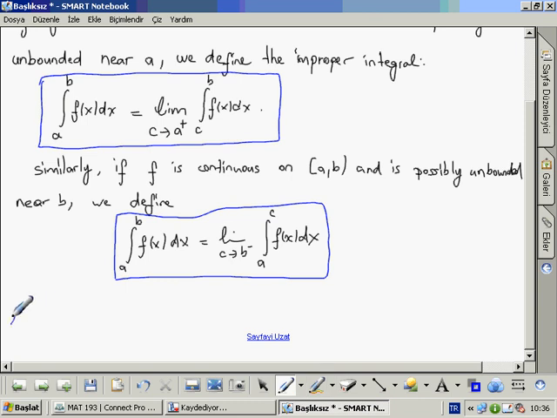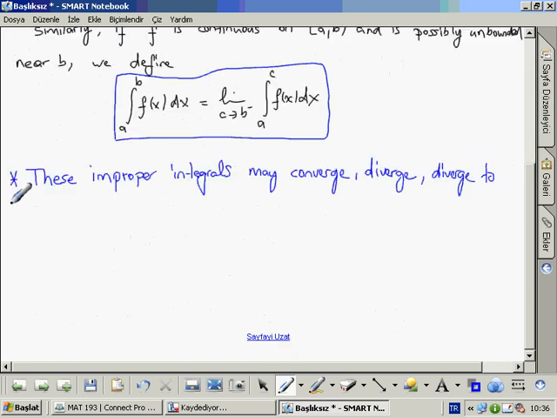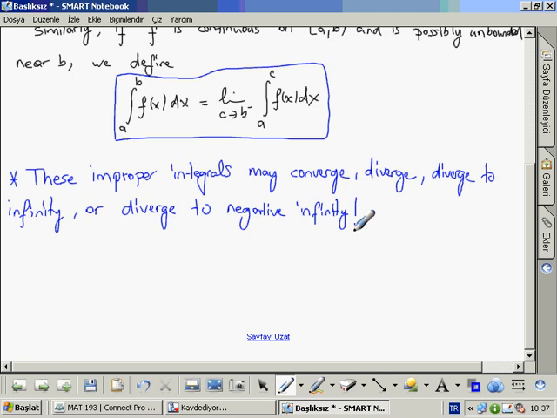Okay, and these improper integrals may converge, diverge to infinity, or diverge to negative infinity.